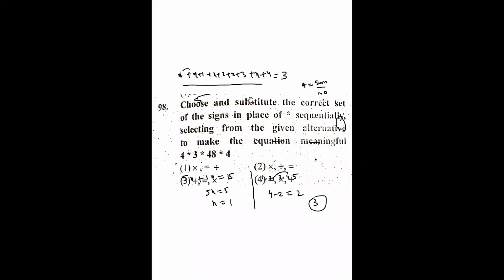Next example. In the next question, they have asked us to choose and substitute the correct set of signs in place of the stars sequentially, selecting from the given alternatives to make the equation meaningful. So 3 stars have been given, and we need to use one among the following options to make the equation balanced.